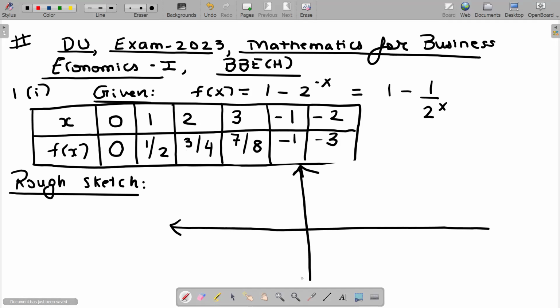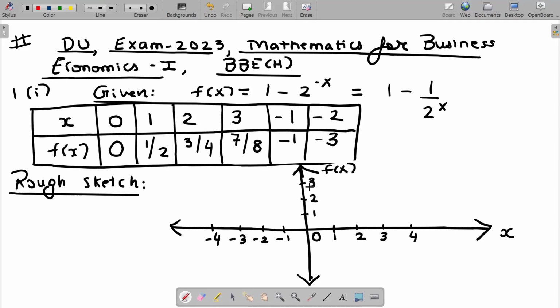Okay, and I'm not using any scale, so my graph is only going to be approximately correct. This is x, this is f of x. The values of x are 0 with 1 centimeter gap, 1, 2, 3, 4, and so on. Similarly, -1, -2, -3, -4 with 1 centimeter gap. And for the f of x axis, my maximum value is 2 and my minimum value is going to be -3. So I can take 1, 2, 3 here, and here I can take -1, -2, -3.